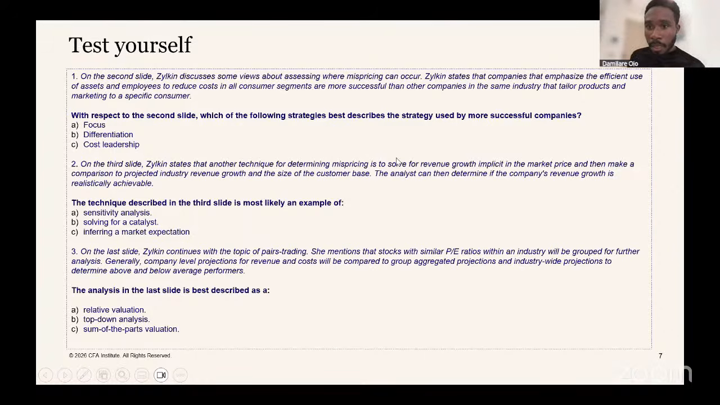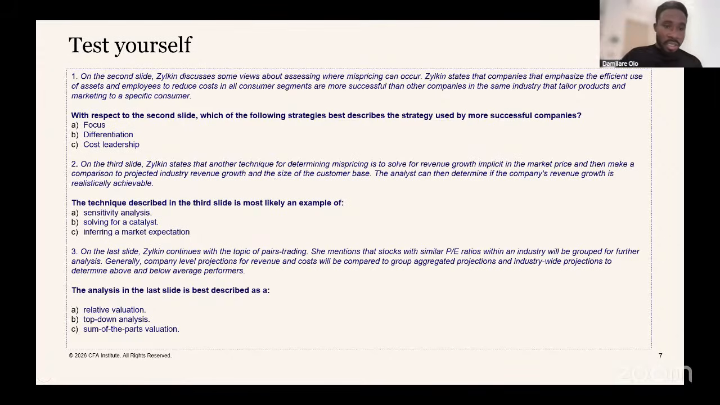Oh, okay. Inferring a market expectation, C. Please, those who are putting C, A, B, C, it will be useful to put maybe 2A, 2B so that we are sure we are done with question 1 and when we are in question 2. Okay, so I believe the answers now for question 2. So yes, inferring a market expectation, that is correct because what you are doing is you are comparing the revenue growth that is implicit in the market price, and then you compare that with the projected, when you say projected, that is expectation, the projected industry revenue growth and the size of the customer base. That is correct. C. Question 3.